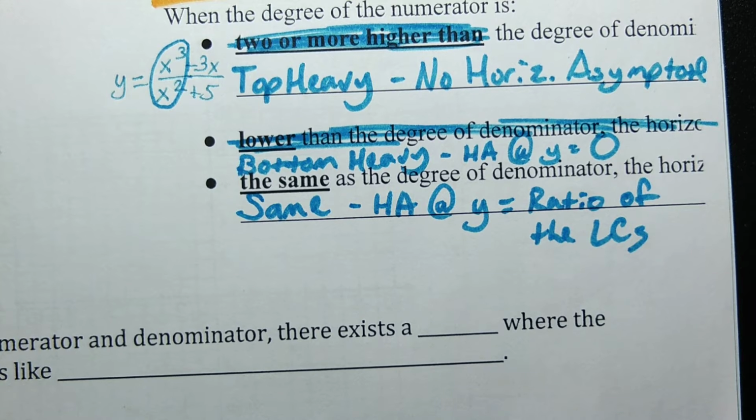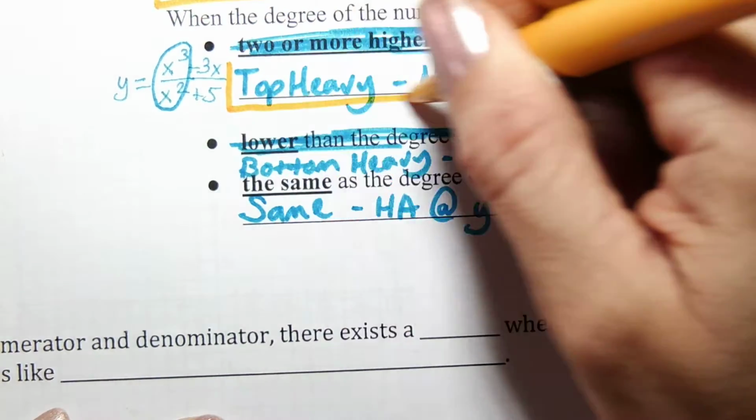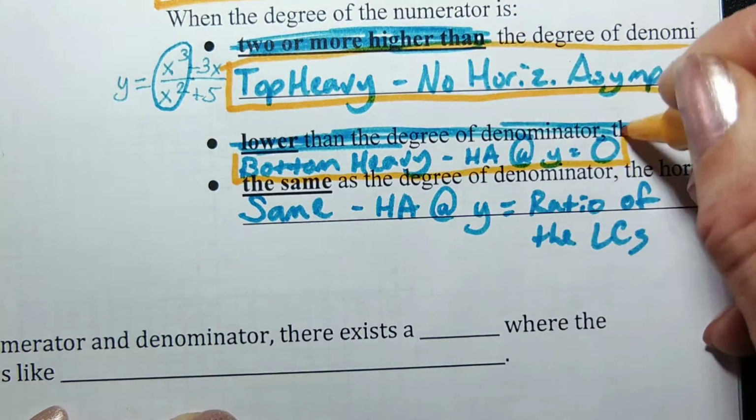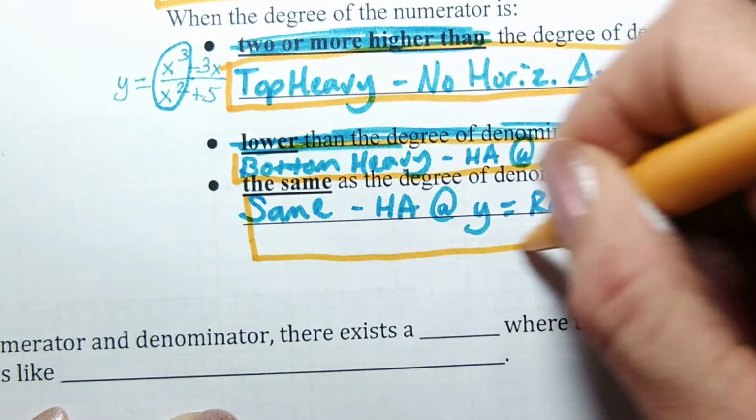So y equals the ratio of the leading coefficients. So top heavy, bottom heavy, same.